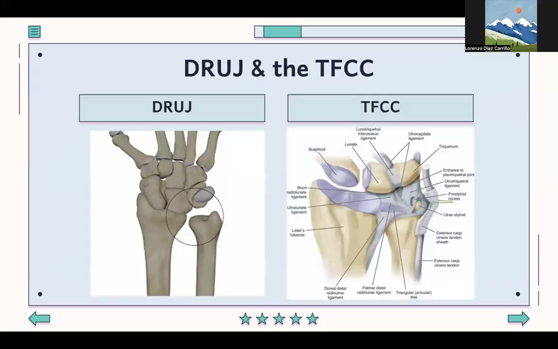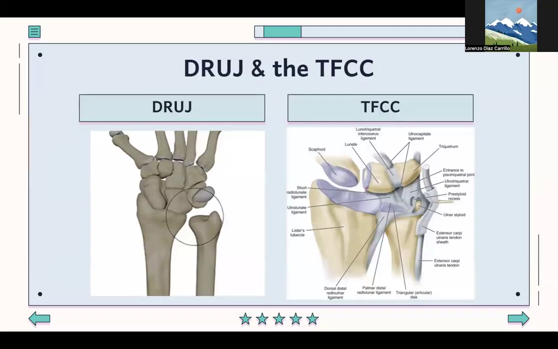So let's look at the relevant anatomy. On the left here, we're highlighting the distal radial ulnar joint, or the DRUJ, as it is closely connected and relevant to the TFCC function and dysfunction. The DRUJ is a joint between the distal ends of the radius and the ulna, and it's what allows us to pronate and supinate the forearm.